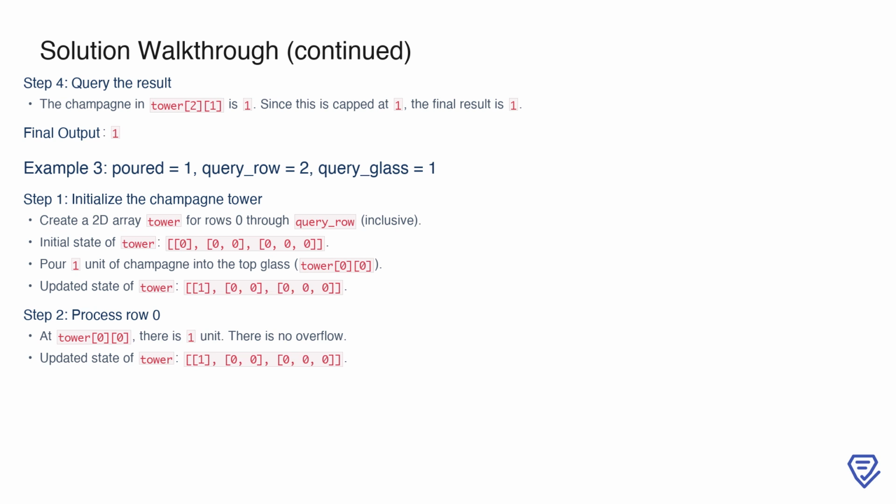In the next example, we consider a smaller input where only 1 unit of champagne is poured, and we query row 2, glass 1. First, we initialize the champagne tower with 3 rows, 0, 0, 0, 0, 0, 0. All glasses start empty. We then pour 1 unit of champagne into the top glass at tower 0, 0. Since this is exactly the capacity of one glass, there is no overflow. The tower updates to 1, 0, 0, 0, 0, 0.